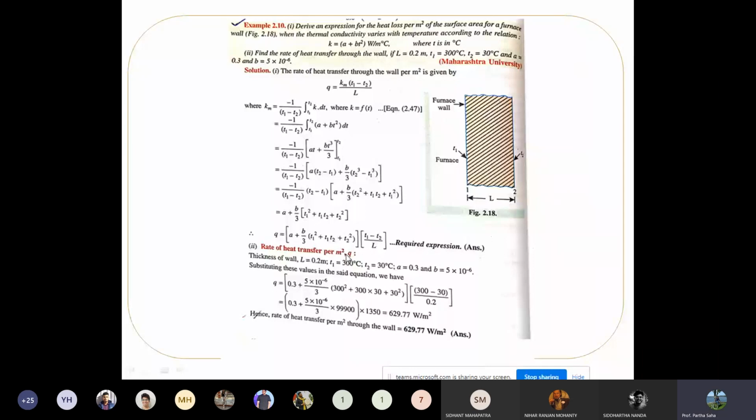Now rate of heat transfer per meter square, L is given. Everything, all the parameters are given. So if you put the values and solve for it, it becomes 629.77 watt per meter square. So this is a generalized expression. I think here the Km is being used because it's a mean thermal conductivity, which is the same as K here. So you can substitute that and solve for K, and then finally you get the expression and you can substitute here.